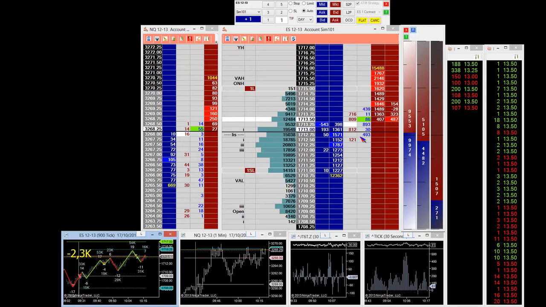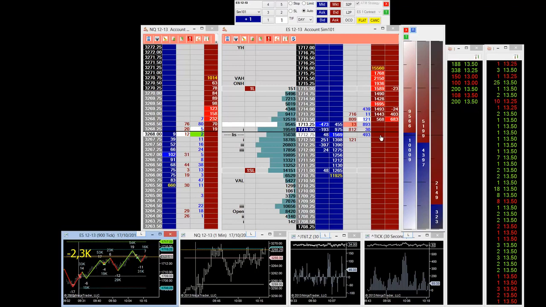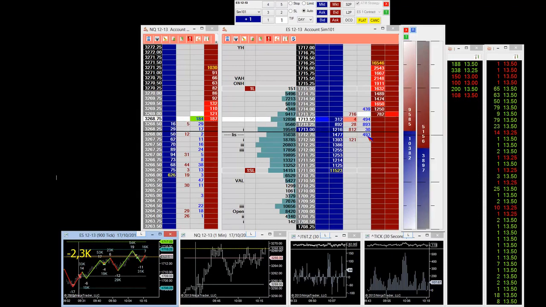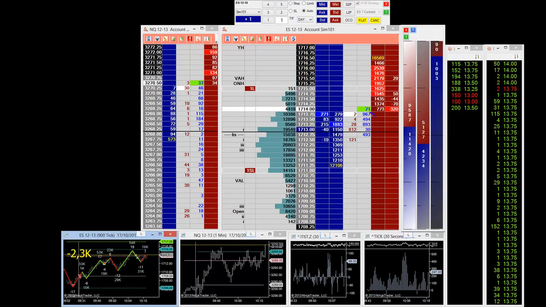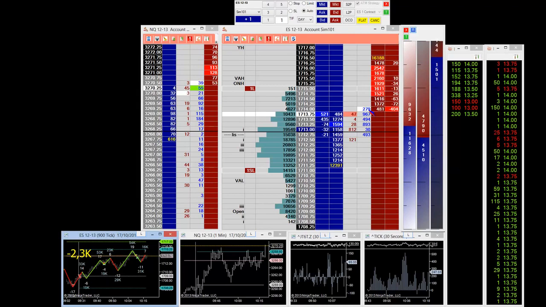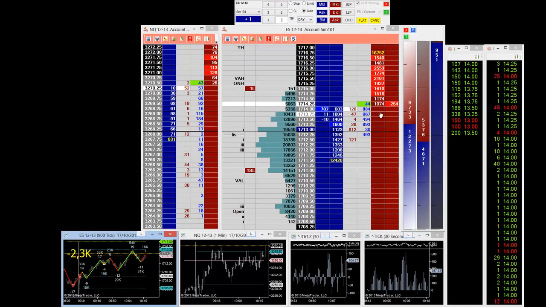Now, where do we get out? At 1712.75, I've got 1500 contracts in front of me. So I can say, if those 1500 contracts start to disappear, or the sellers start to aggressively trade into those 1500 contracts, then I should probably exit that trade. That's my line in the sand now, 1500 contracts. But now I can see the buyers are coming in. Okay, got through 1714.